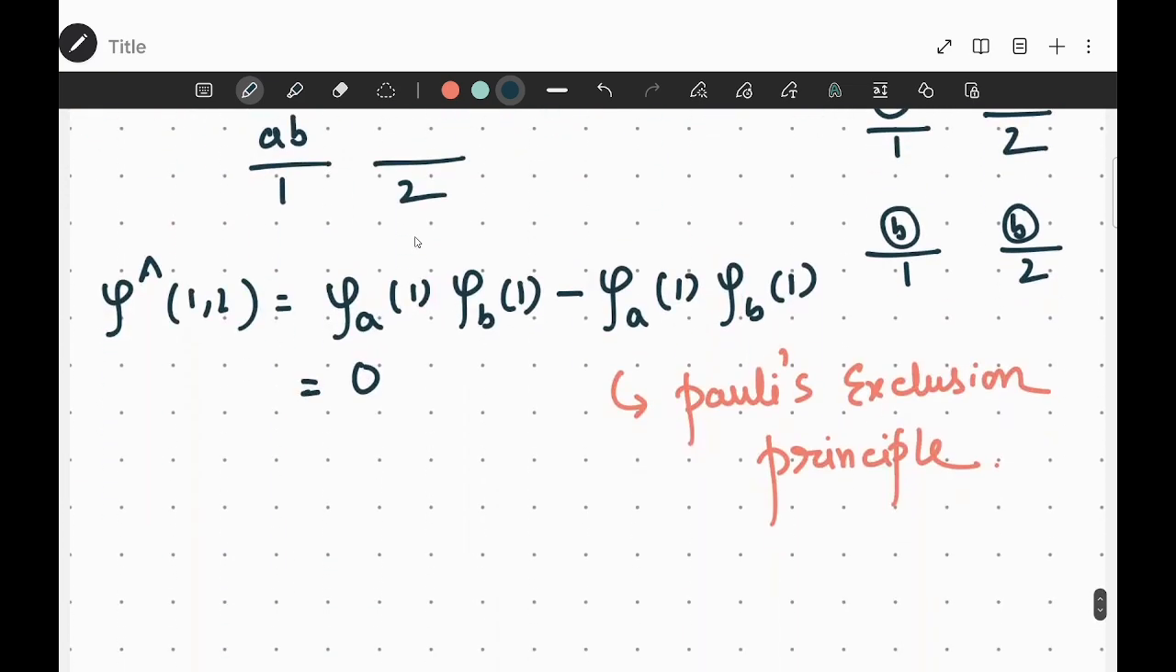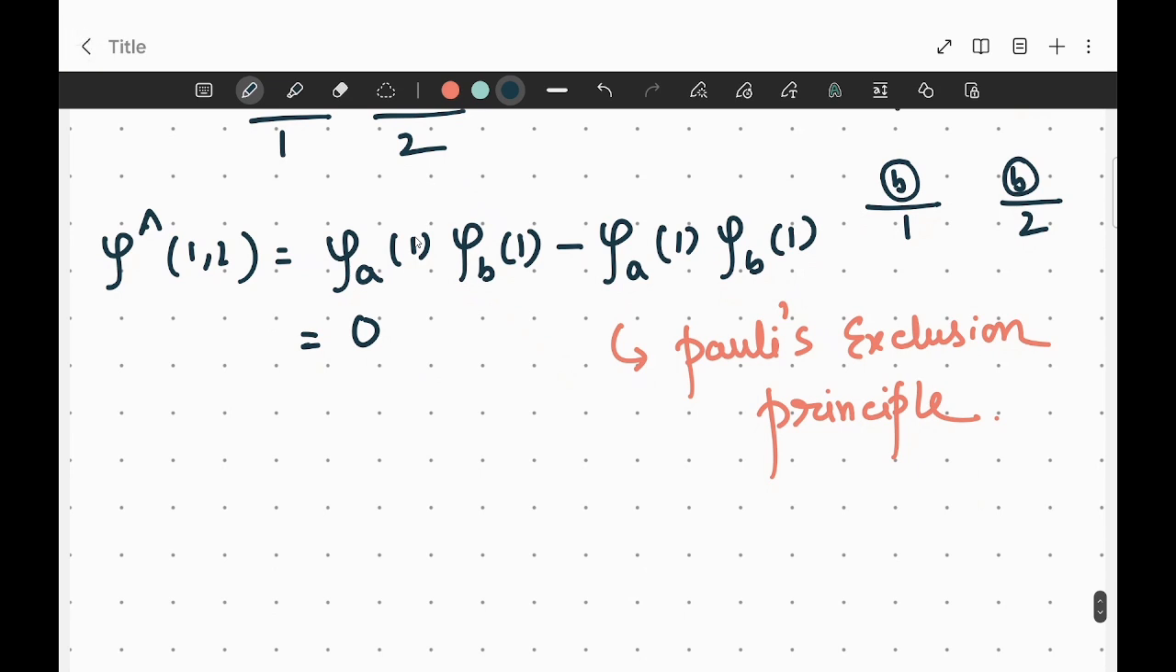So Pauli's exclusion principle is not a new thing. It's an artifact of the fact that fermions follow the antisymmetric function. So that is the reason. To make the wave function antisymmetric, the Pauli exclusion principle should hold. Now the concept is coming from here.